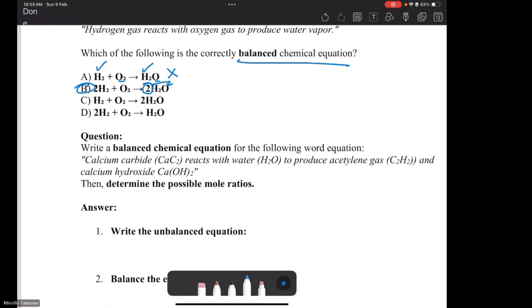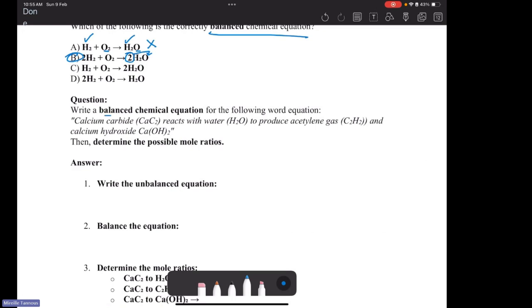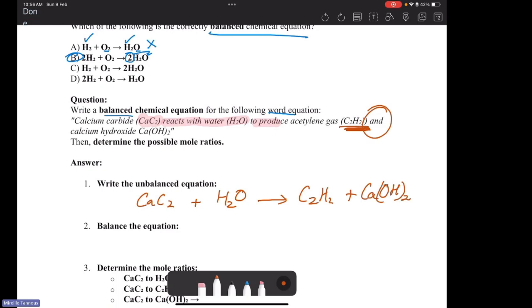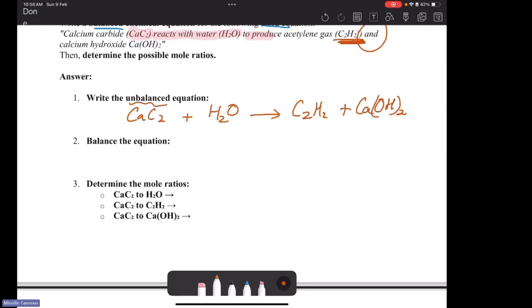Next, write a balanced chemical equation for the following word equation. When you read the word equation, be careful to the way they are wording it. So calcium carbide, CaC2, reacts with H2O to produce, that's the arrow, to produce what? Acetylene gas, C2H2, and Ca(OH)2. Here is the unbalanced equation.